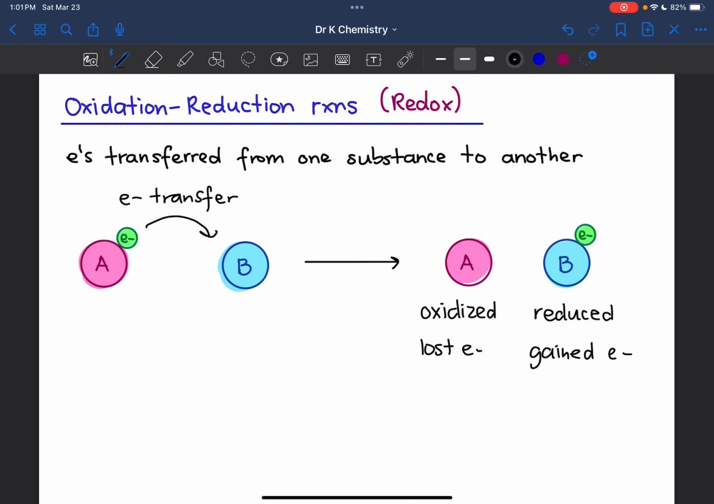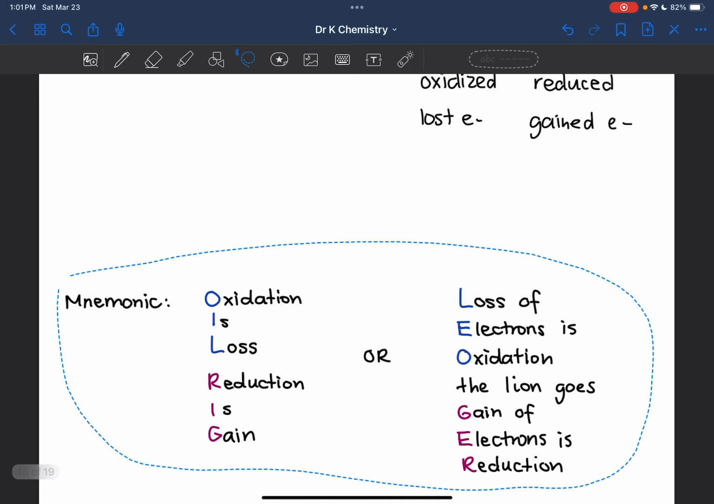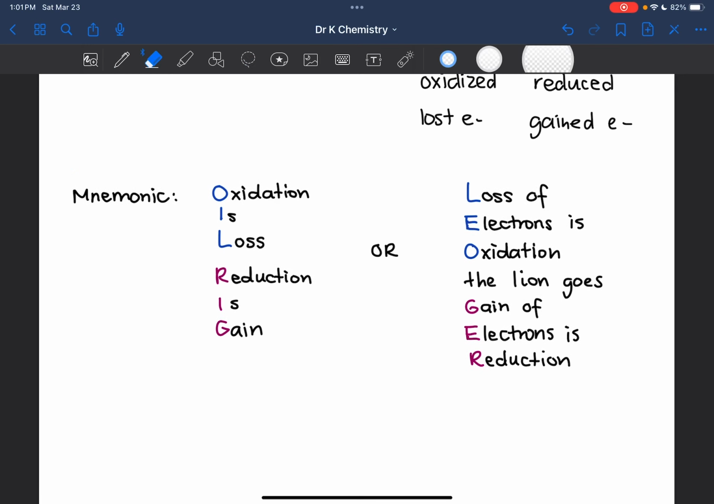And there's a mnemonic that we can use to remember that. And there are two different ones that you can use. It's completely up to you which one you prefer. So the first one is OIL RIG. And that is saying that oxidation is loss of electrons and reduction is gain of electrons. The other one is LEO the Lion goes GER, that says loss of electrons is oxidation, gain of electrons is reduction. Completely up to you which one you prefer to use, as long as you get to the answer.